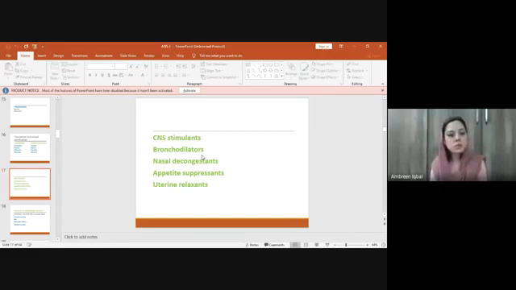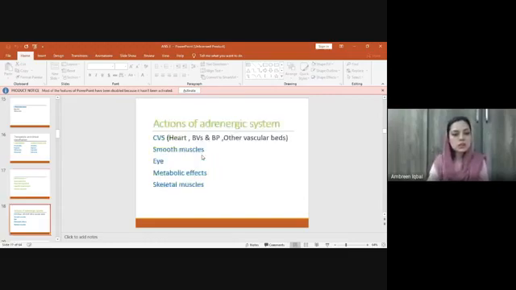The next comes to bronchodilators. As we said, there are beta-2 receptors present on the lung. They promote bronchodilation. So salbutamol and dobutamine are the beta-2 agonists. Nasal decongestants: ephedrine and phenylephrine. Appetite suppressants: these sympathomimetic drugs have a very interesting relationship with the appetite center. This suppresses the appetite, so these are very good in patients with obesity. Uterine relaxants: they relax the uterus. Salbutamol, terbutaline, and salmeterol have these actions.